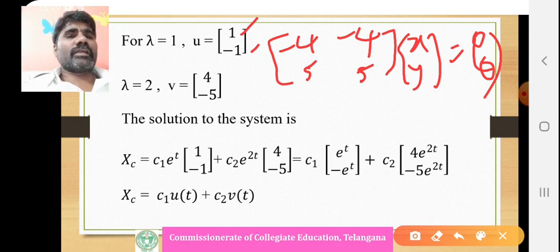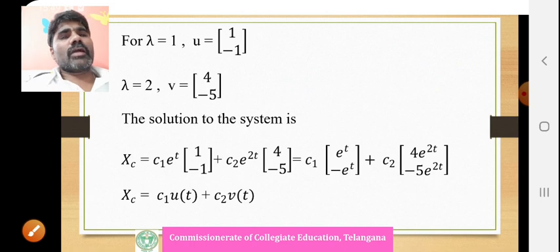Any simplest form we can take, 1 and minus 1. They differ in sign, but their magnitude is the same. 1 and minus 1, or 2 and minus 2, 3 and minus 3, any form we can take. This is the eigenvector corresponding to lambda equals 1.